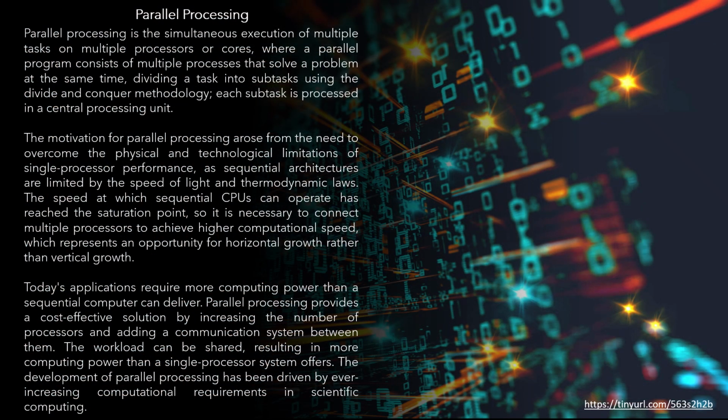Parallel processing is the simultaneous execution of multiple tasks on multiple processors or cores, where a parallel program consists of multiple processes that solve a problem at the same time, dividing a task into subtasks using the divide and conquer methodology. Each subtask is processed in a central processing unit.